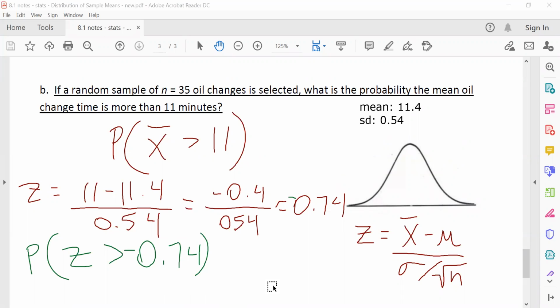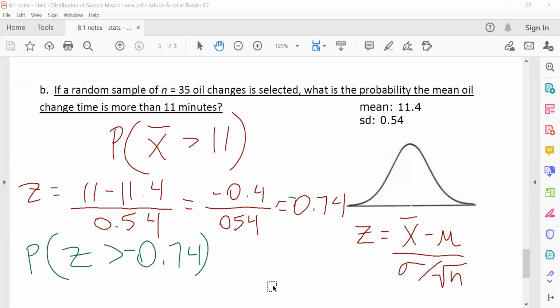So we need to look up on a z-table negative 0.74. You'll get about 0.230.